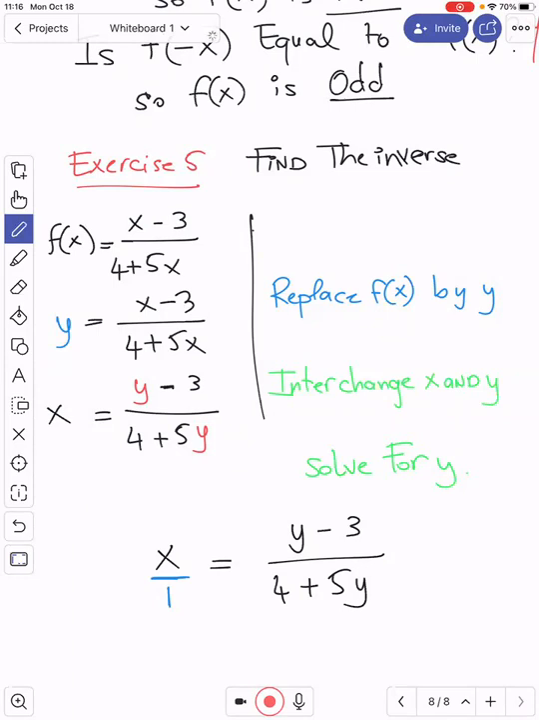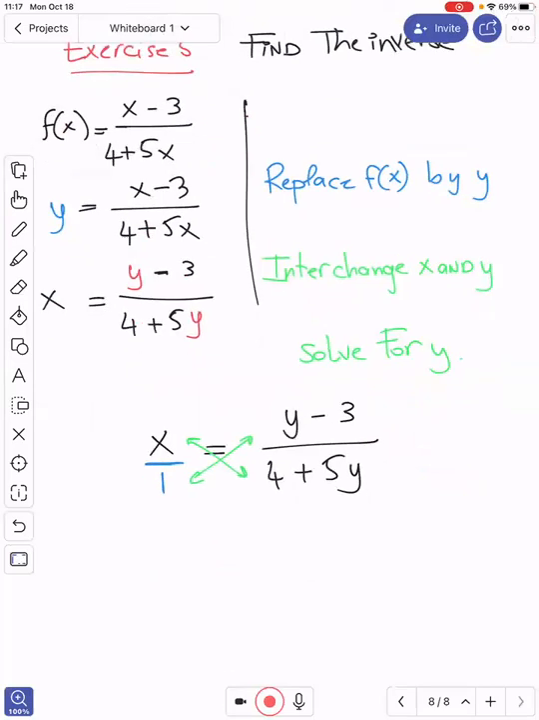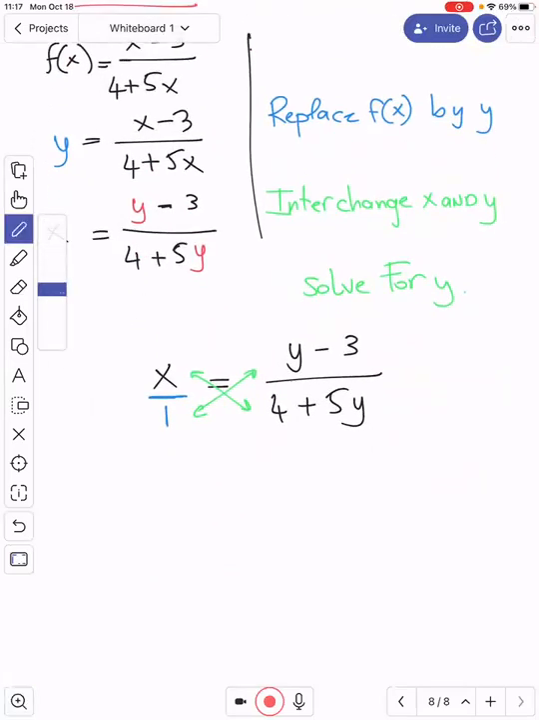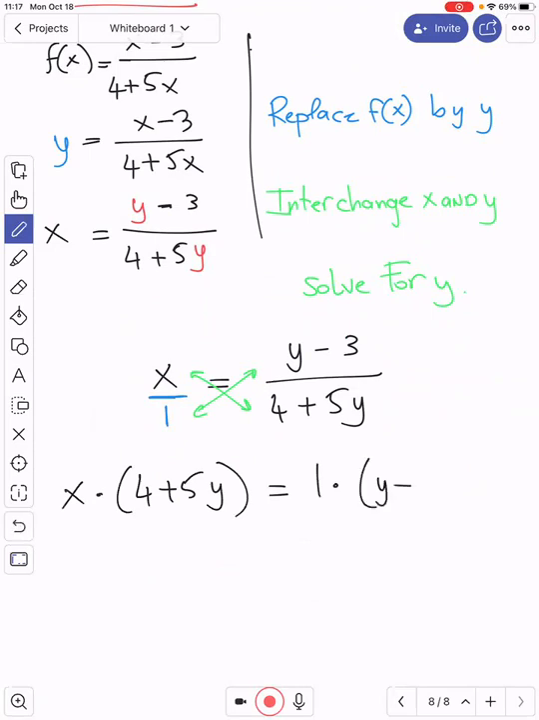So now I have two equal fractions. All you have to do, guys, is cross multiply. When you cross multiply, you get x times this 4 plus 5y, and on the other side, 1 times this y minus 3. We are allowed to cross multiply here because the ratio of the two fractions is the same. That's why we can cross multiply, and that will be equal.